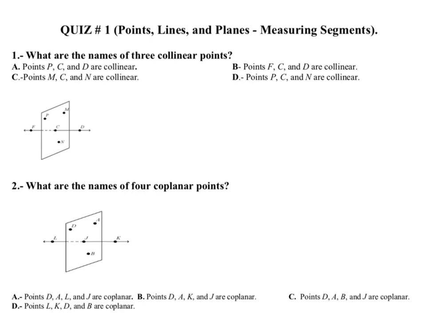All right, here's a quick rundown of these problems. What are the names of three collinear points? If we follow this line along, the only line that we know that we can see 3 points definitely are on, it's F, C, and D. So that is B right here.